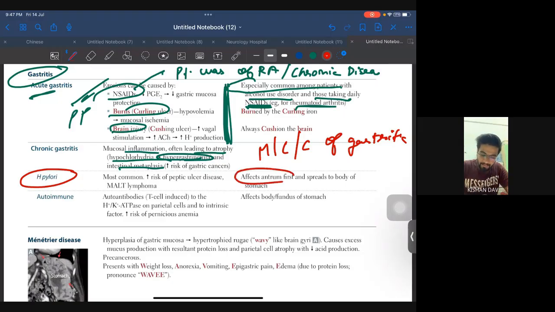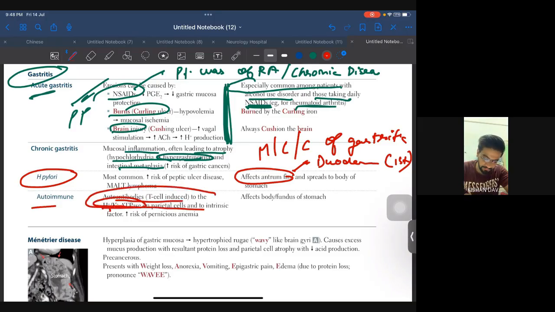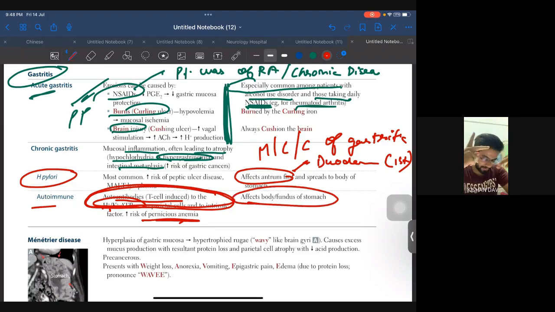So antrum or duodenum. You can say either antrum of stomach or the first part of duodenum. And yeah, autoimmune gastritis, autoantibodies, T cell, ये autoantibodies. So autoantibodies is important, and this is because of pernicious anemia. It can result in pernicious anemia, affecting body and fundus of stomach. So ज्यादा सवाल नहीं आते, but if they ask you the most common location for gastritis, either choose the antrum of stomach or you can choose the first part of duodenum.